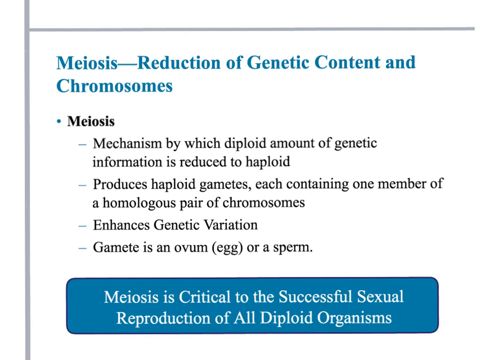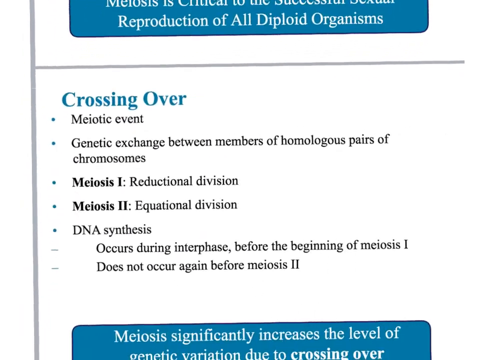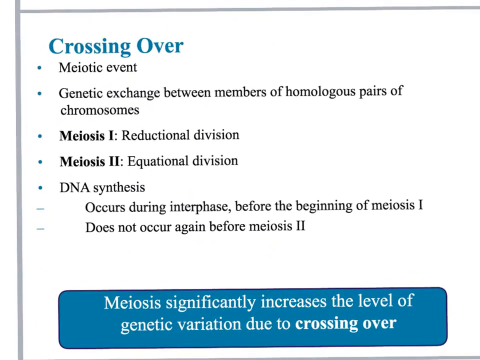And our little Billy box down there says meiosis is critical to successful sexual reproduction of all diploid organisms. That's probably the best way to describe meiosis. It's definitely critical to sexual reproduction of all diploid organisms because it's producing those gametes. A key meiotic event is crossing over, where genetic exchange between members of homologous pairs of chromosomes occurs. So when one part of a chromosome crosses over with another, the genetic material is exchanged.